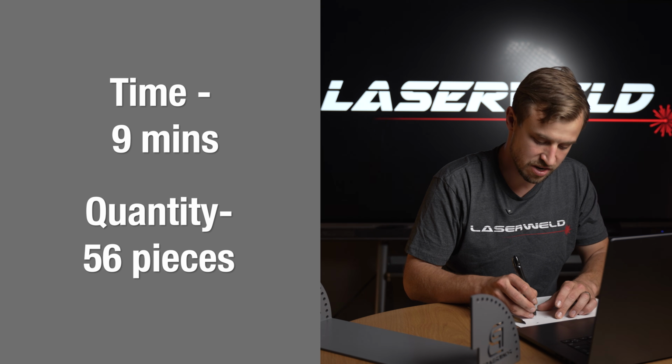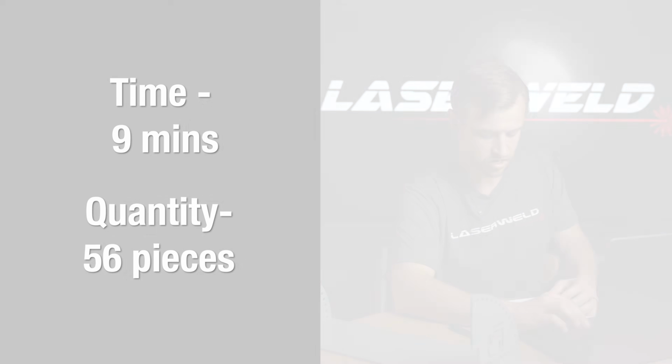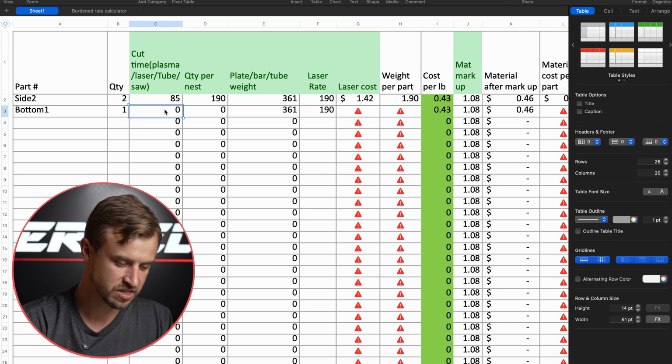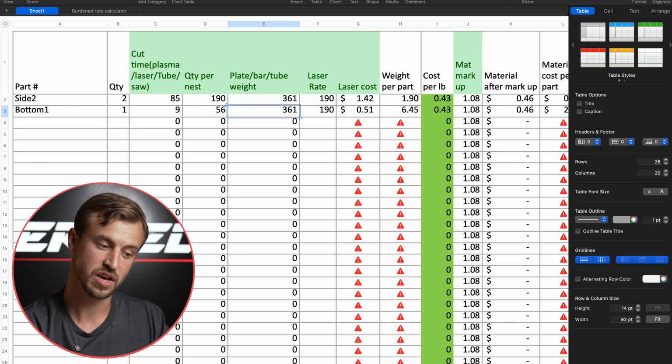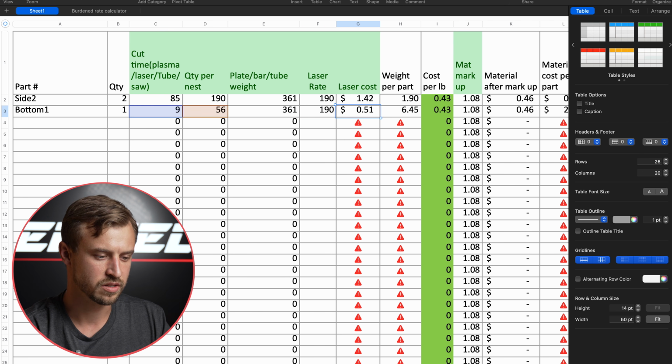So if you guys would like, we can go ahead and say 56. We're going to do a really good job. We're going to get 56 out of the 57 off that sheet every time. Cut time, 9 minutes. Quantity per nest, 56. It's 7-gauge, so it weighs exactly the same. Again, we're running at the 190 laser rate. There's your laser cost, is 51 cents a piece.